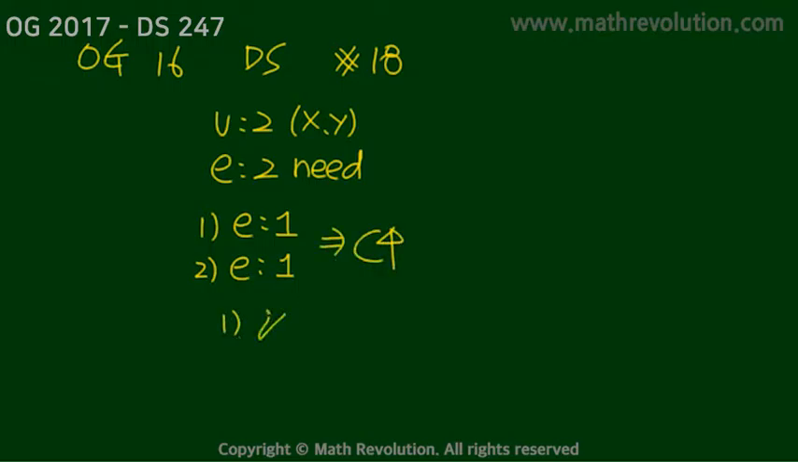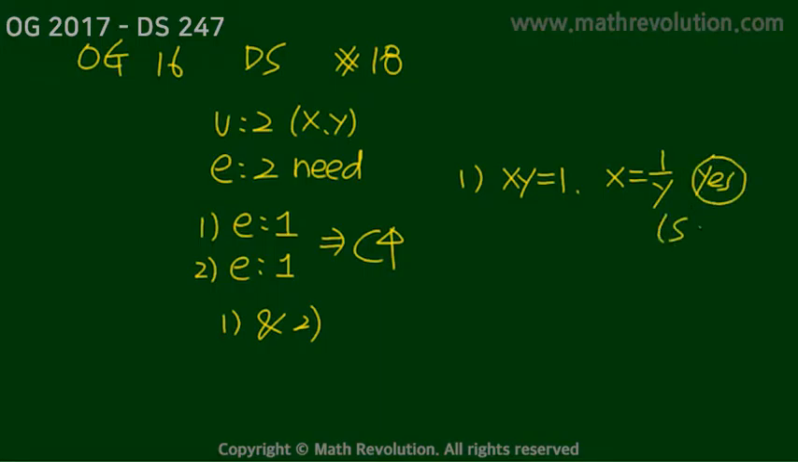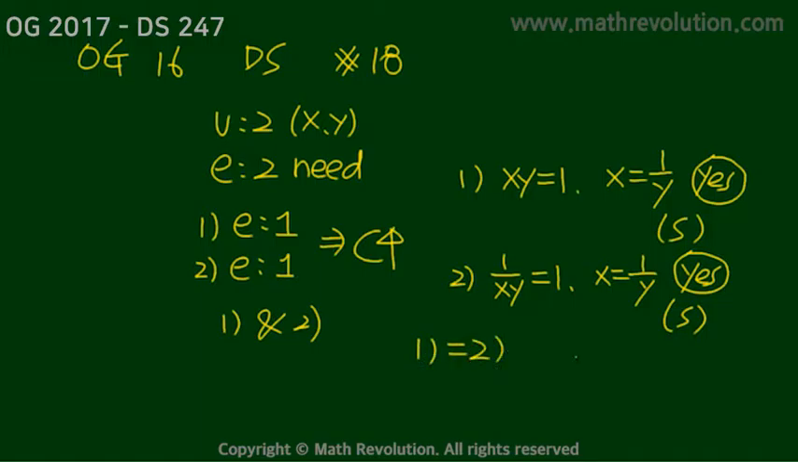So I'm going to use both the condition 1 and 2. The condition 1 has xy equals 1 and x equals 1 over y, and the answer becomes yes, and the condition is sufficient. And the condition 2 has 1 over xy equals 1. So x equals 1 over y, and the answer is yes, and the condition is sufficient again. So because the condition 1 and 2 are the same, the correct answer choice is D.